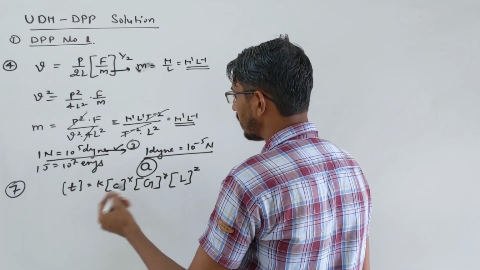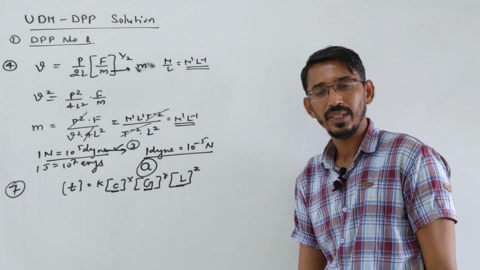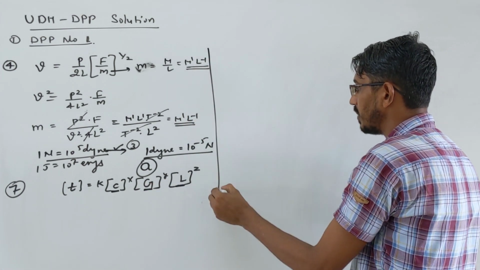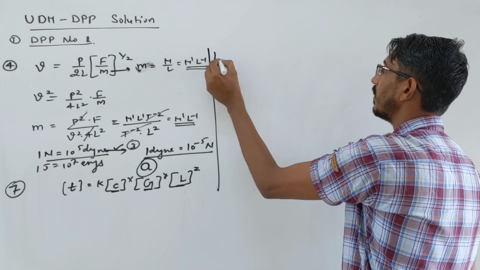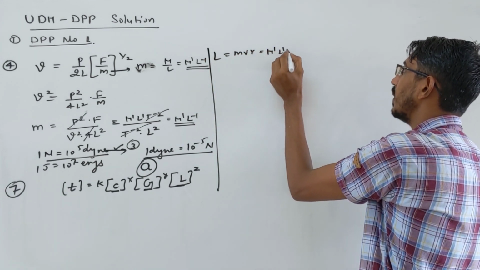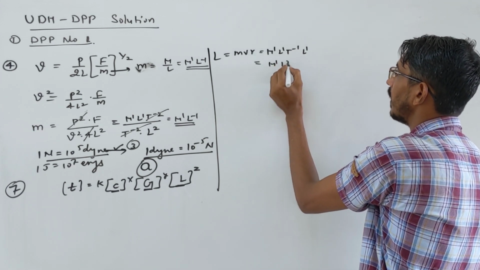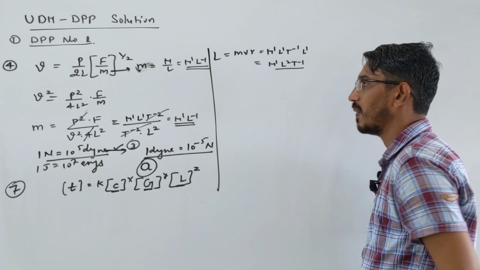First step, put the dimension of every one. The dimensions of these two quantities first you have to calculate. So let's calculate the dimension of these two things. Angular momentum, we know, is simply mvr. So let's put M to the power 1, L to the power 1, T to the power minus 1, and L to the power 1. So angular momentum becomes M to the power 1, L to the power 2, T to the power minus 1. This is the angular momentum dimension.